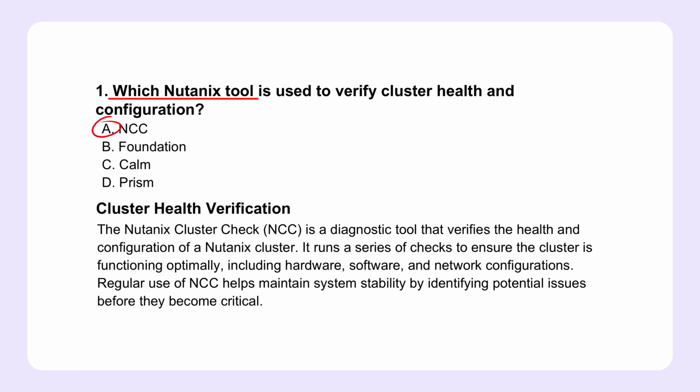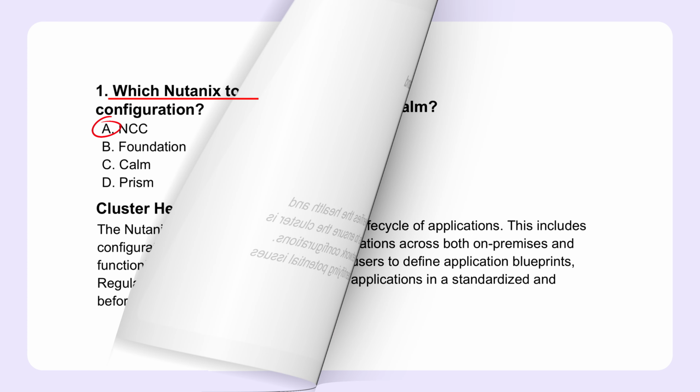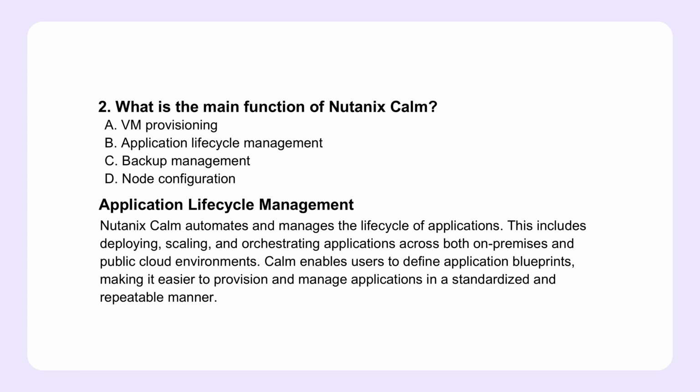Okay, so if the cluster is healthy, what runs on it? Applications, right? Absolutely. That's the whole point of the infrastructure, isn't it? Which brings us to question 2. What is the main function of Nutanix Calm? Options. A, VM provisioning. B, application lifecycle management. C, backup management. D, node configuration. Okay, Calm. The answer here is B, application lifecycle management.